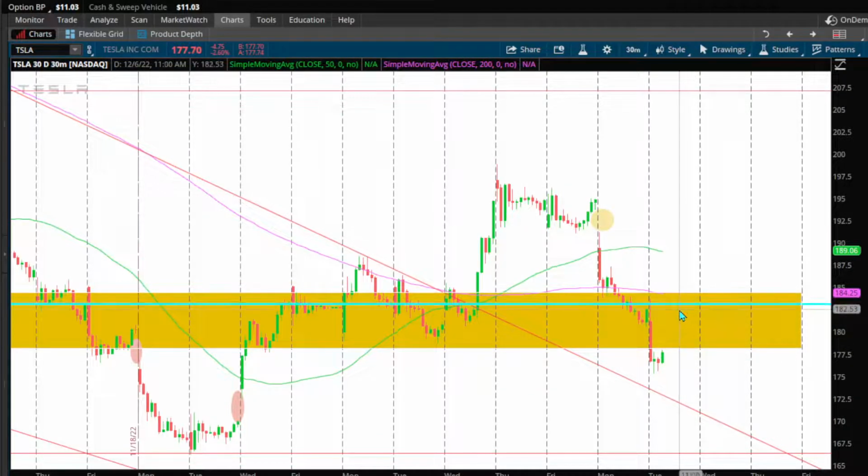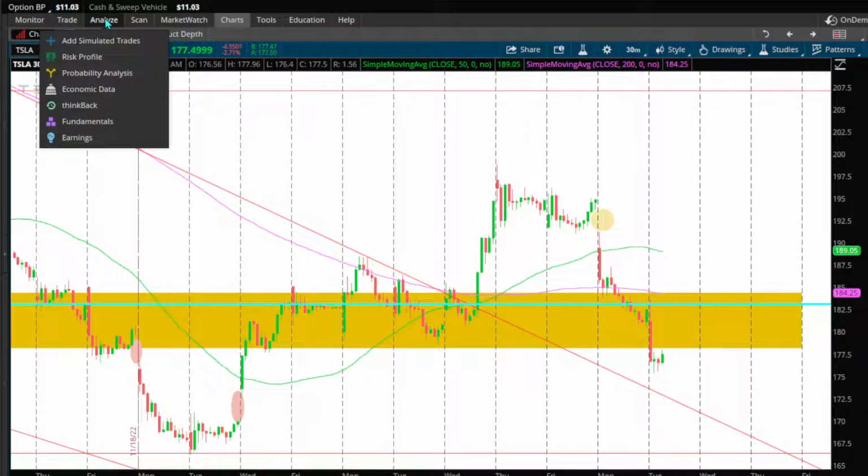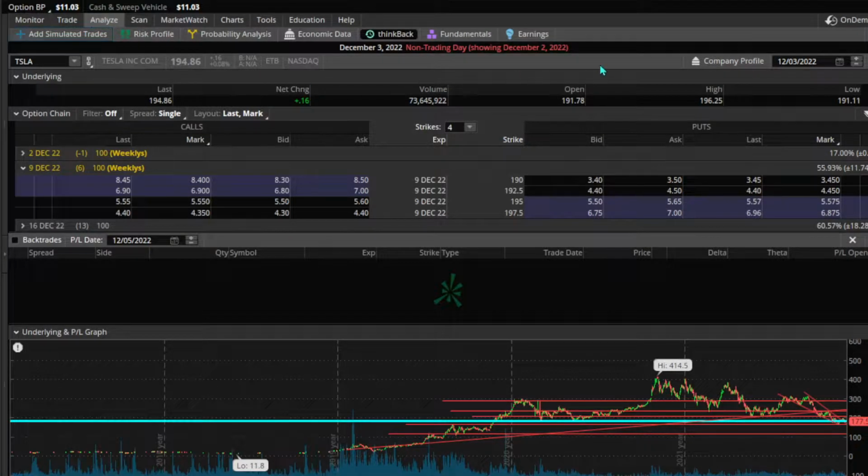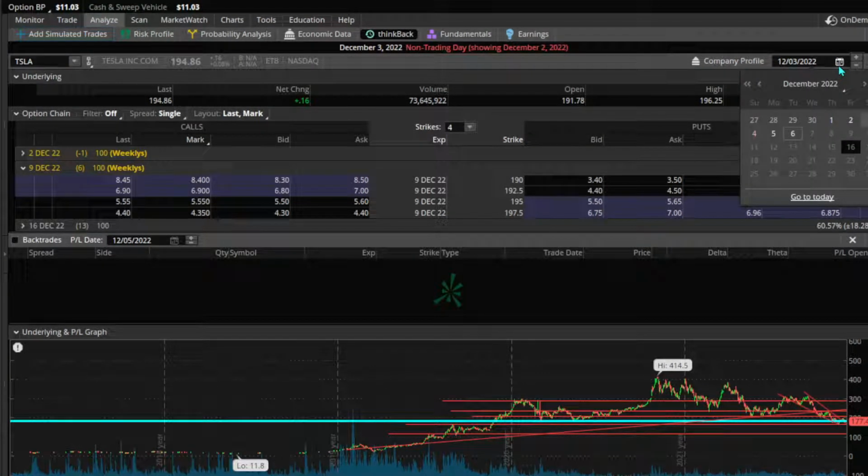Now let me talk about this blue line right here. What is this blue line? I have this blue line drawn right at 183.12. This is the lower implied move as told by the options market. How do I find this data? The way I find it is on Thinkorswim. I go on Analyze, and then I think back to a prior date in the last week. The end of last week was December 2nd, so I'm going to go over to December 3rd.